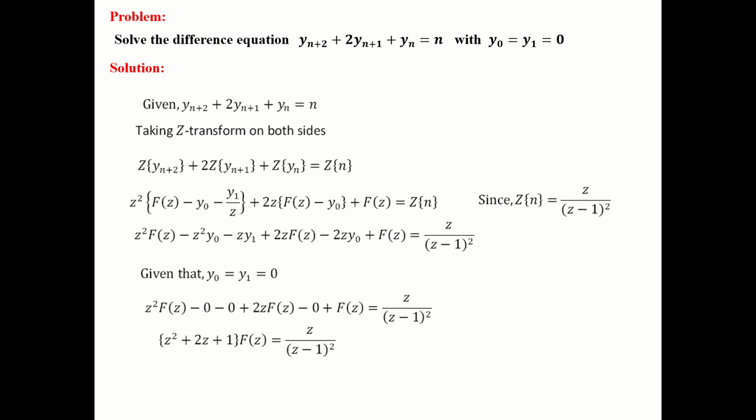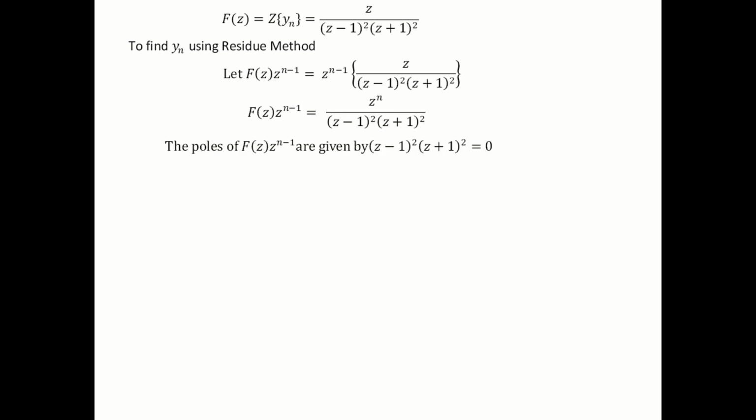Therefore F(z) is equal to, taking z² + 2z + 1 from the left-hand side to the denominator on the right-hand side, F(z) = z/((z-1)²(z²+2z+1)). That is F(z), which is nothing but Z[y(n)], equal to z/((z-1)²(z+1)²). Now to find y(n) we are using the residue method.